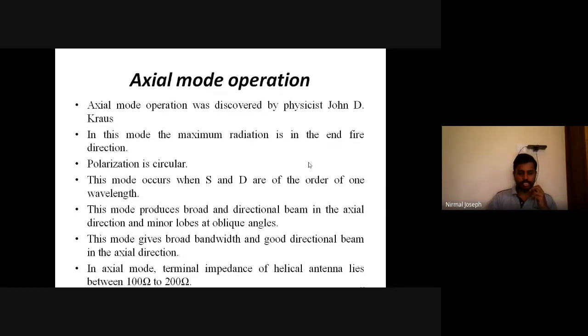Okay. So since it is axial mode of propagation, it will give a good directional beam in the axial direction and broad bandwidth, because this is just in the order of one wavelength, that is the only condition. So we can use it for different types of wavelengths. In axial mode, the terminal impedance of a helical antenna lies between 100 ohm to 200 ohm. These are just points you have to remember.